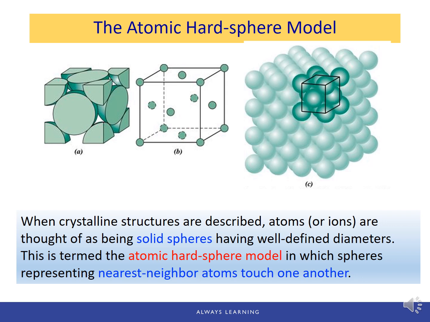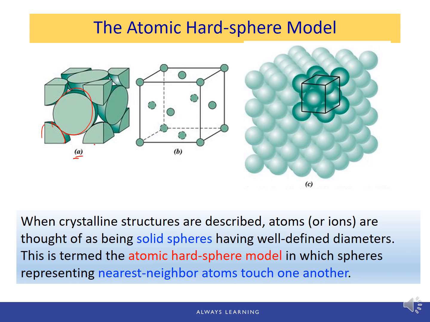How do we describe the crystalline structure? Well, we use the so-called hard sphere model to describe it. In this model, the atoms or ions are thought of as solid spheres having well-defined diameters. Figure A, like all of these figures, represents a face-centered cubic, and A is the hard sphere model. In this model, the spheres representing nearest neighbor atoms touch one another.